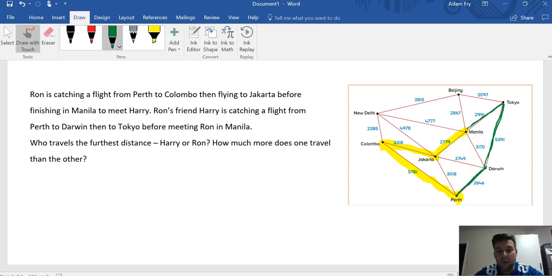So I want you to work out what the total trip is for each of these two fellas, Harry and Ron. Work out what the difference is, and by how much, and that will be your answer. Work on those two and get them to me by the end of the week.